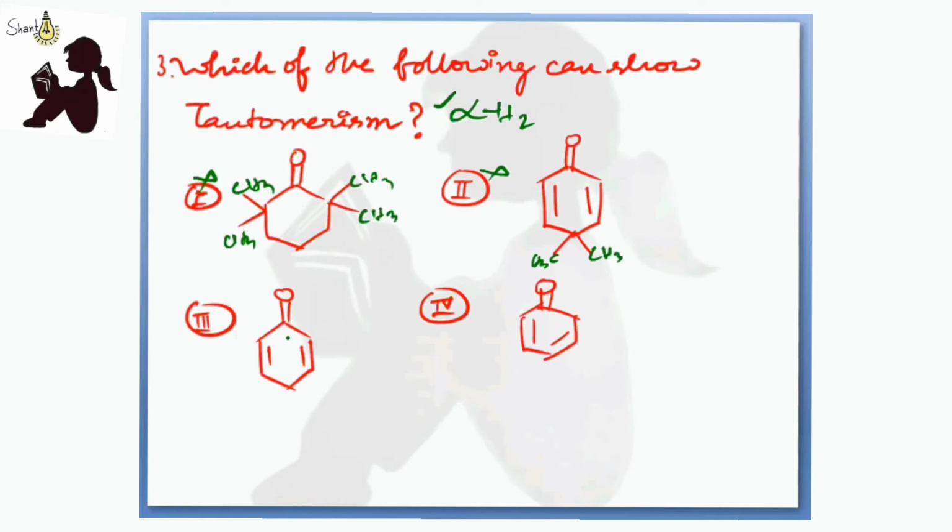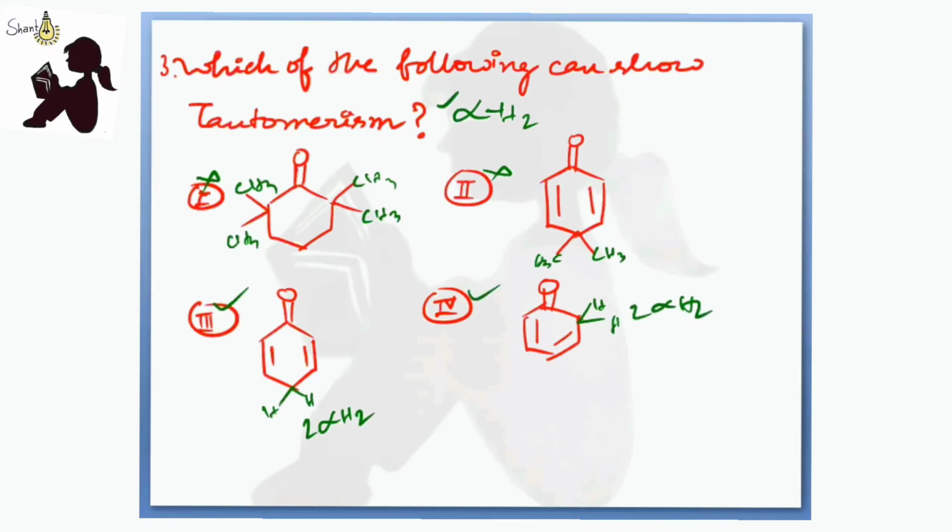But here, as you can see, in this ring there are two hydrogens here, right? So these two hydrogens are considered as alpha H2. So there are two alpha H2, so it will form tautomer. And here there are also 2 alpha H2, neighboring atom of the ketone, so it will also form tautomer. That's how we decide it in the exam.